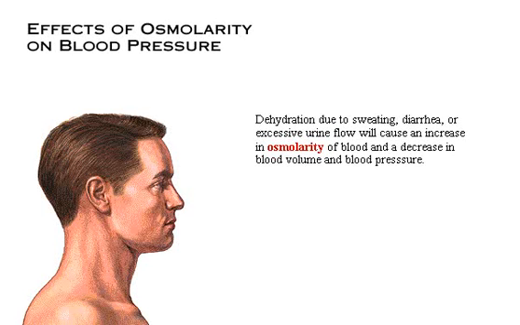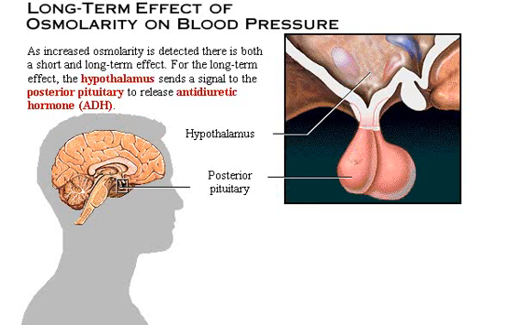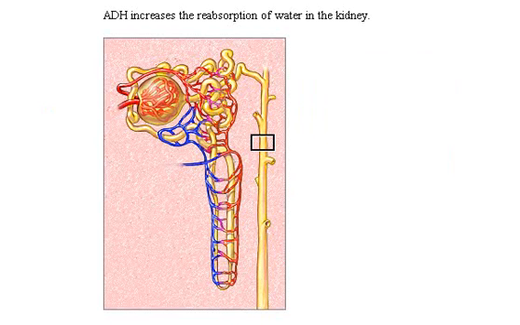Dehydration due to sweating, diarrhea, or excessive urine flow will cause an increase in osmolarity and a decrease in blood volume and blood pressure. As increased osmolarity is detected, there is both a short-term effect and a long-term effect. For the long-term effect, the hypothalamus sends a signal to the posterior pituitary to release antidiuretic hormone, abbreviated ADH. ADH increases the reabsorption of water in the kidney.